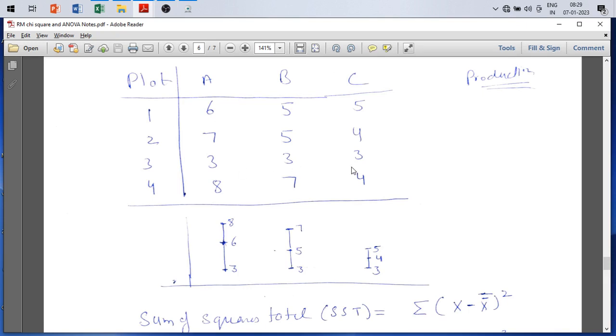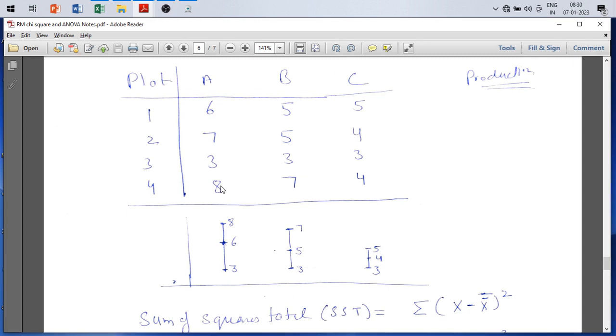Okay, so you will do 6 minus 5 square. See, group mean is 6. 6 minus 5 square for this value. For this value also we'll do 6 minus 5 square, because for any value you have to look at the group mean and subtract the total mean from that and square that. So 6 minus 5 square, 6 minus 5 square, 6 minus 5 square, 6 minus 5 square. So effectively 6 minus 5 square will be counted 4 times. And that way we have considered all the entries of this A type.